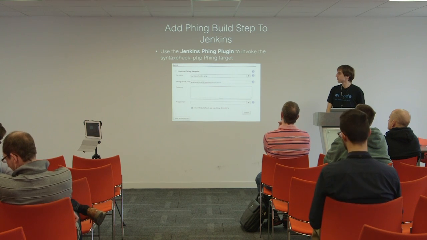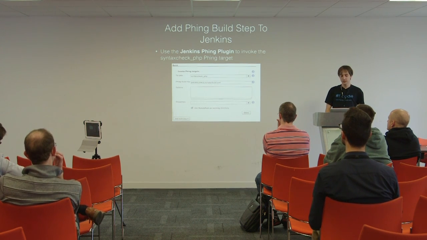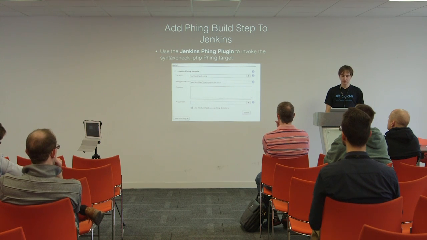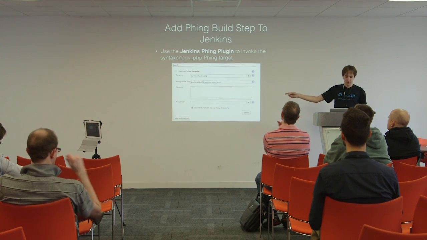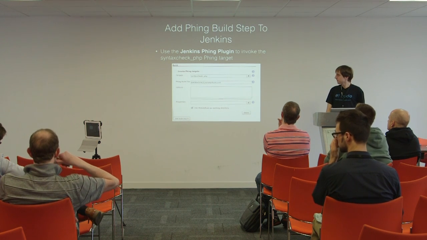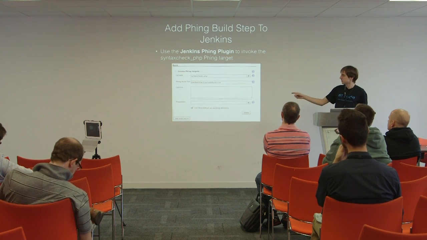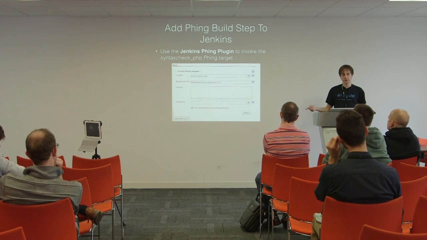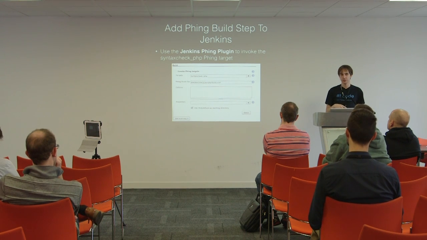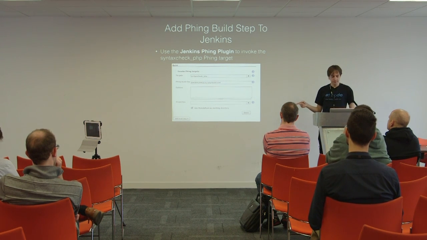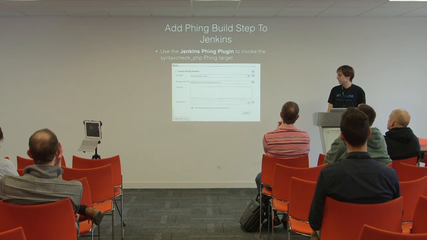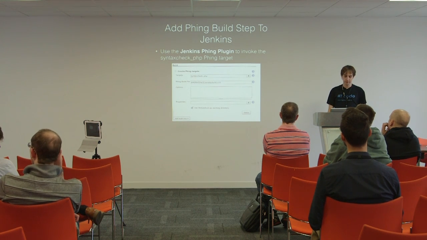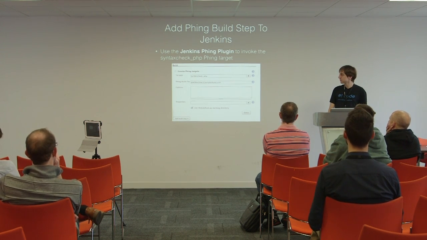So we then need to add the Phing plugin into Jenkins. You need to create a build action and invoke a Phing target. What we're doing here is invoking the syntax check PHP target. The build file is the same build file as before, but we've got this dollar workspace. Remember the workspace directory in the Jenkins directory? Dollar workspace points at that. So it's actually a Jenkins parameter that helps us reference local files. So that's pretty much it. In the same way as before, we now have syntax checking on our entire project, which is good.